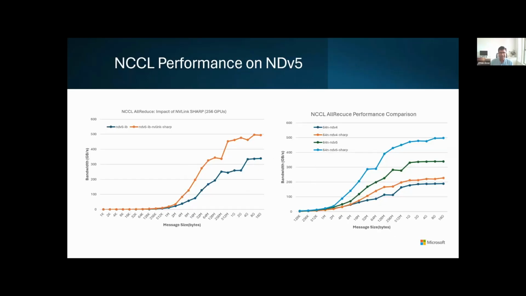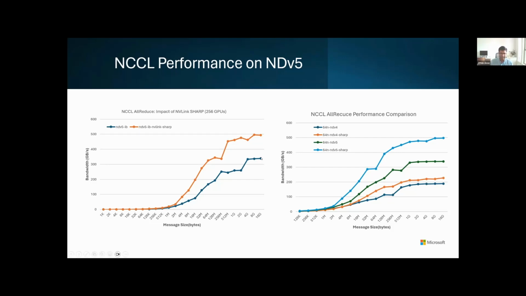And quickly jumping to some of the NCCL performance on NDv5. So this shows the NVLink SHARP difference, again, like Gilad was talking about this morning, right? Here we are taking 256 GPUs. This one is without NVLink SHARP, so basically the idea is to disable NVLink SHARP explicitly or use a driver which doesn't support NVLink SHARP.